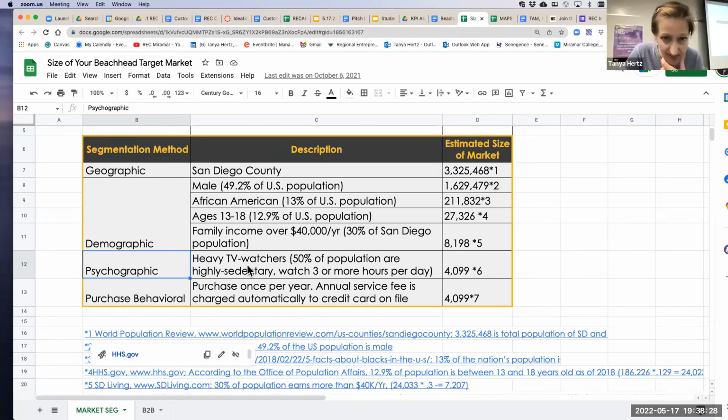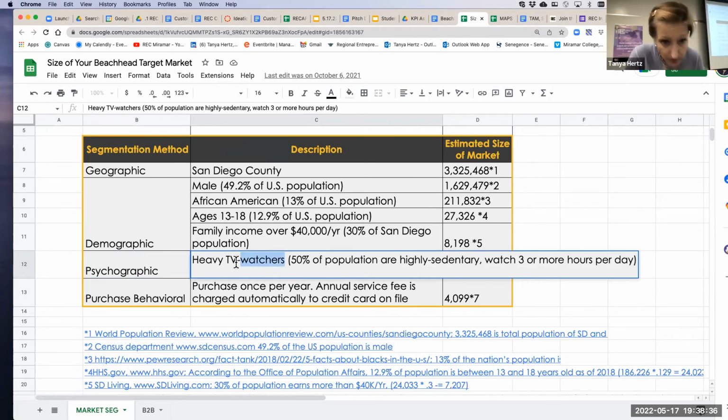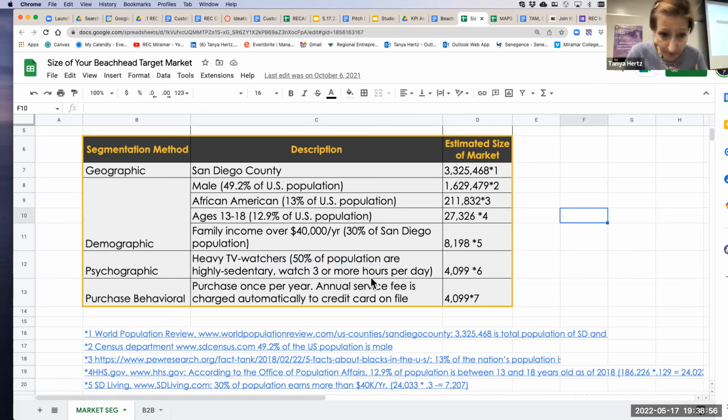And then you have to get really creative about how you find the numbers. So this one, psychographically, I said there's people who watch a lot of TV, because I was looking for people who watch a lot of TV. I couldn't find that when I put in what percentage of the population watch TV heavily, or 3 or more hours a day. So I looked up highly sedentary. What percentage of the population are highly sedentary? You have to get very creative, is my point, on how you actually find this. And then you can take that percentage and multiply it by the one above it.